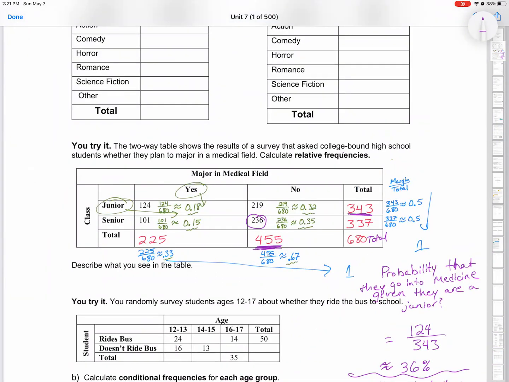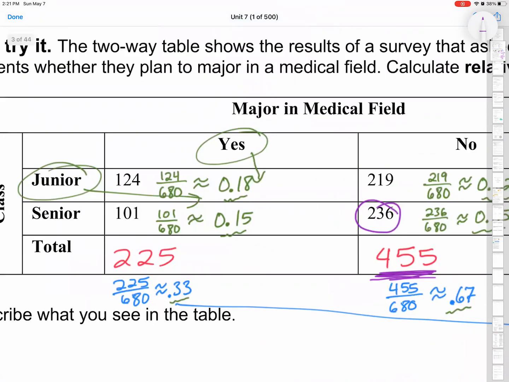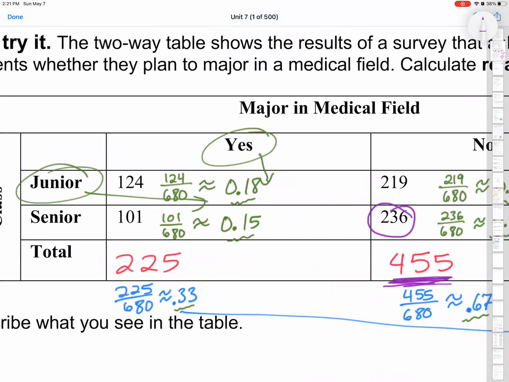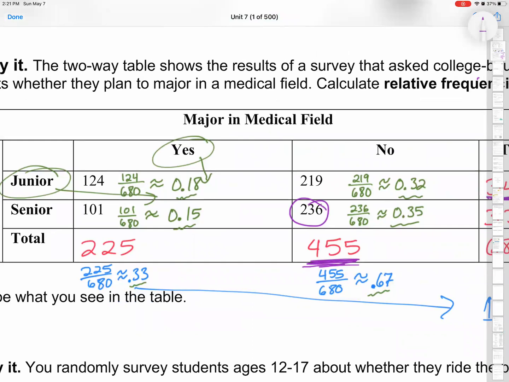Then we transitioned into, well, what is the joint probability? So given that they're a junior, or the fact that they're a junior and said yes to the medical field, there were 124 of them out of the total 680 students, and so on and so forth for all the other different fields. And again, that's a joint probability.